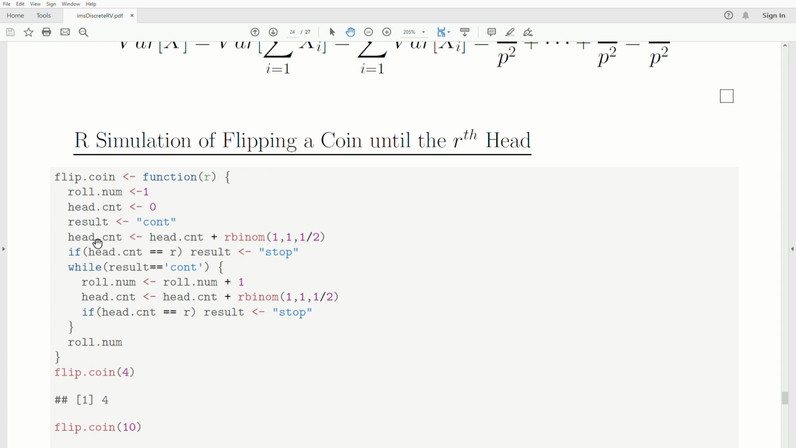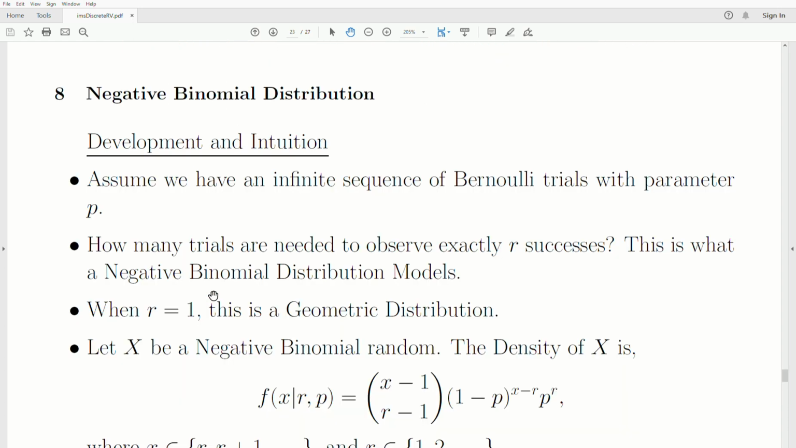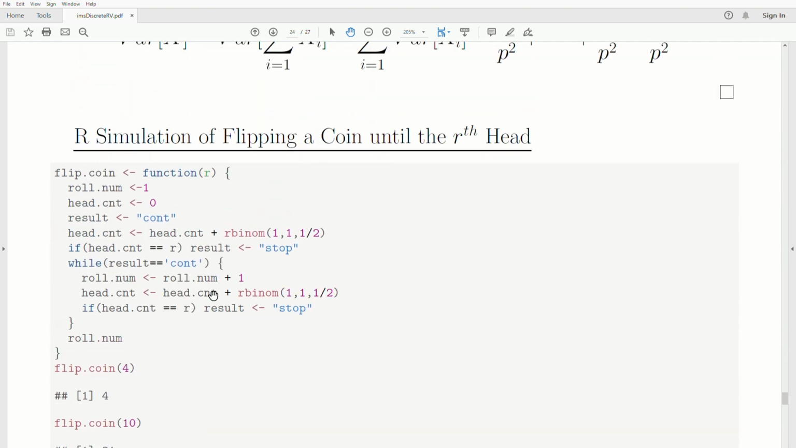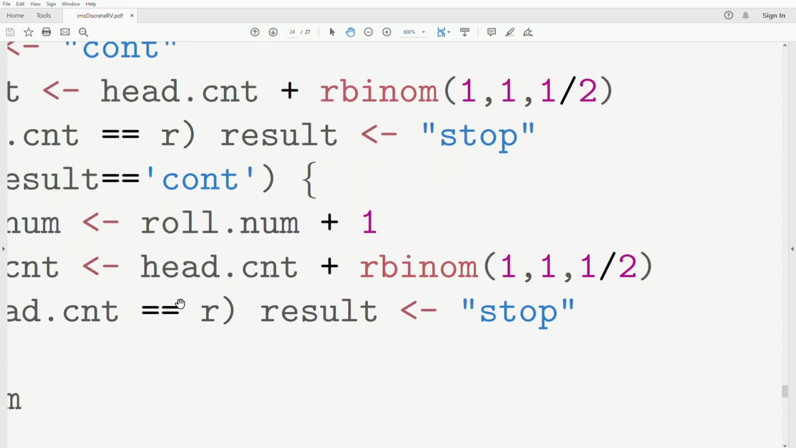So we're going to flip a coin. Head count is the previous head count plus a 0 or 1. It's a 1 with probability 1/2, and that 1 is going to represent a head. If the head count is r, we stop. Otherwise, we continue. So we add a roll number, roll again, and add it to the previous head count. Stop if head count is r. Otherwise, we continue. Oh, and I don't know why I don't make this bigger each time. I always tell myself I'm going to, and then I don't.